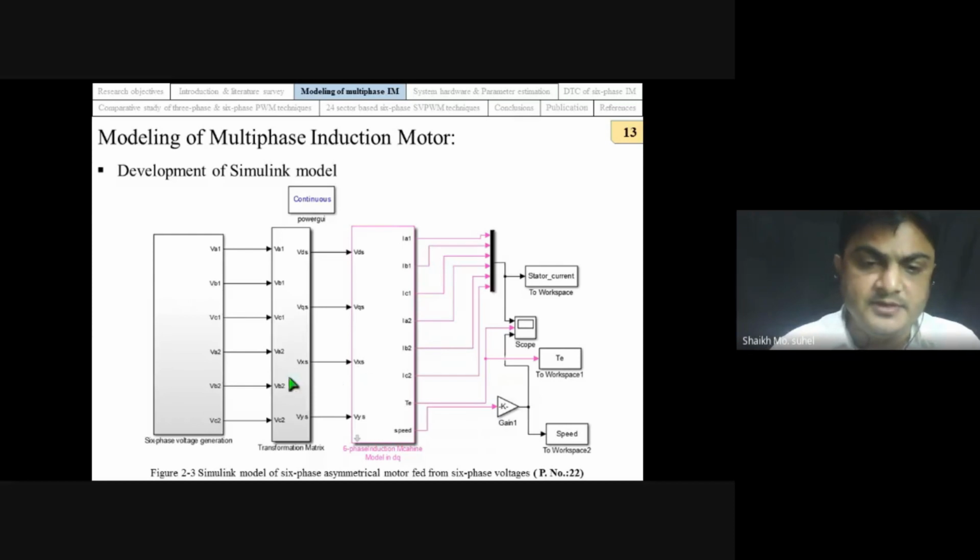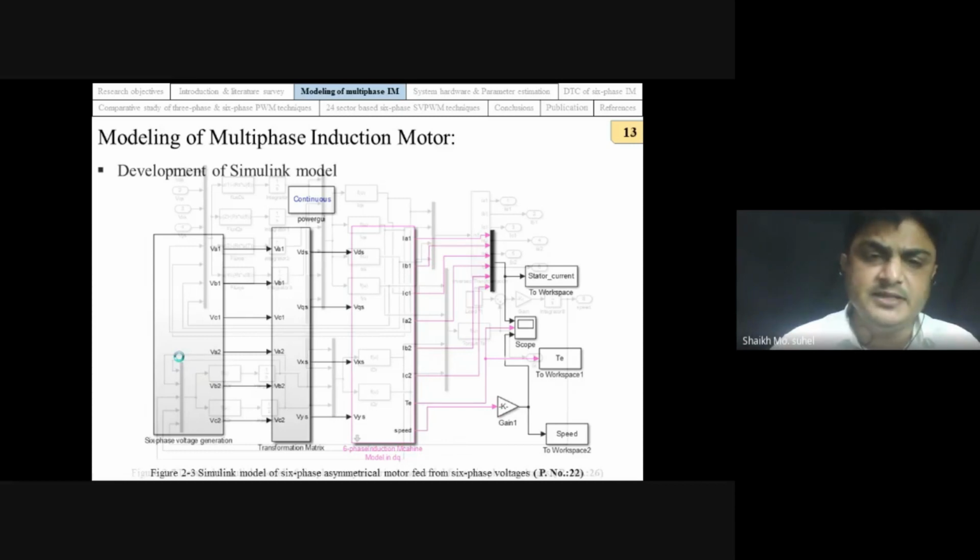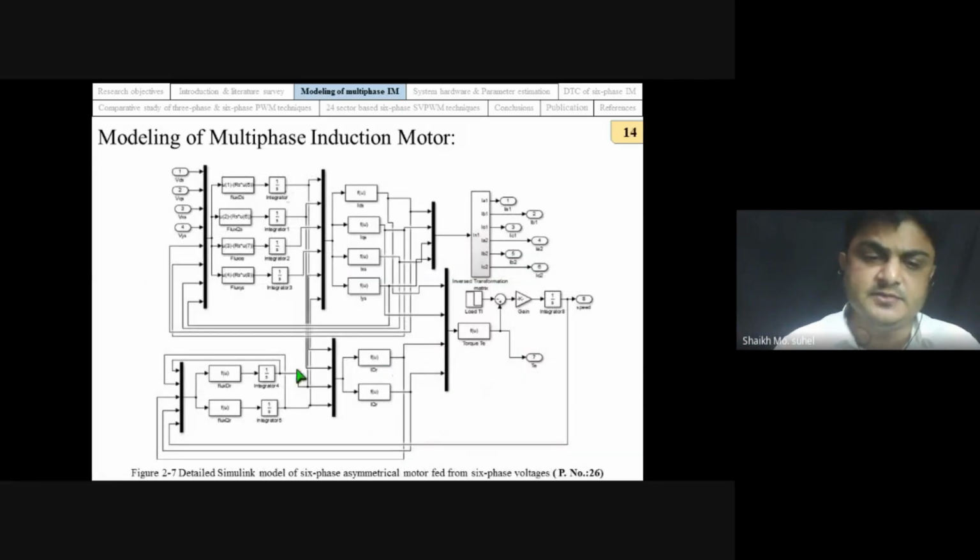Remember that these two-block transformation matrices and the six-phase induction motor mathematical model will remain as they are. All our work is mainly focused on six-phase voltage generation. Maybe we will use a PWM technique, maybe sometimes we will use a transformer to generate the six-phase voltage. So this is the mathematical modeling of the six-phase asymmetrical motor.